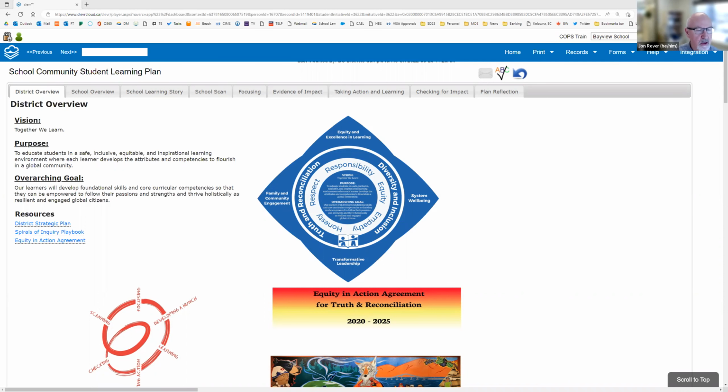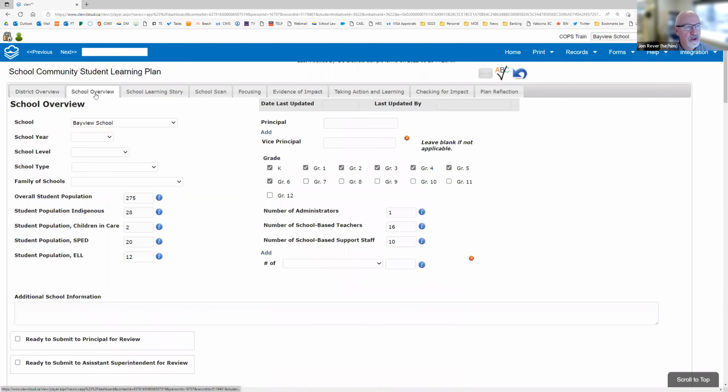The process you can see in the lower left-hand portion of the form, the spirals of inquiry. And I'm going to just take you quickly through the tabs to explain what the purpose of the tabs are. The first tab is the school overview. This is about the complexity of the school. You can see the various grades and staff and those kinds of things.